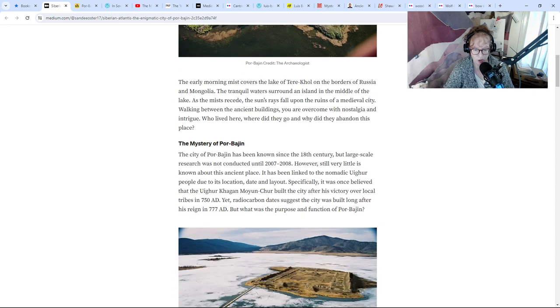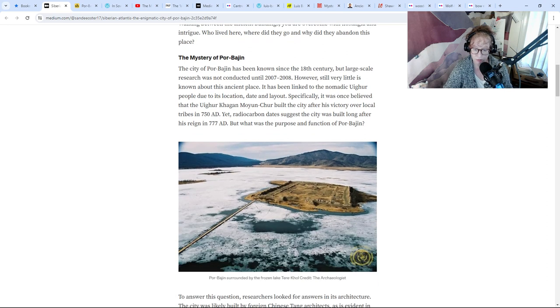The city of Por Baijin has been known since the 18th century, but large-scale research was not conducted until 2007 and 2008. However, very little is still known about this ancient place. It has been linked to the nomadic Uyghur people due to its location, date, and layout. Specifically, it was once believed that the Uyghur Khagan Moyangchur built the city after his victory over local tribes in 750 AD. Yet radiocarbon dates suggest the city was built long after his reign. So what was the purpose and function?